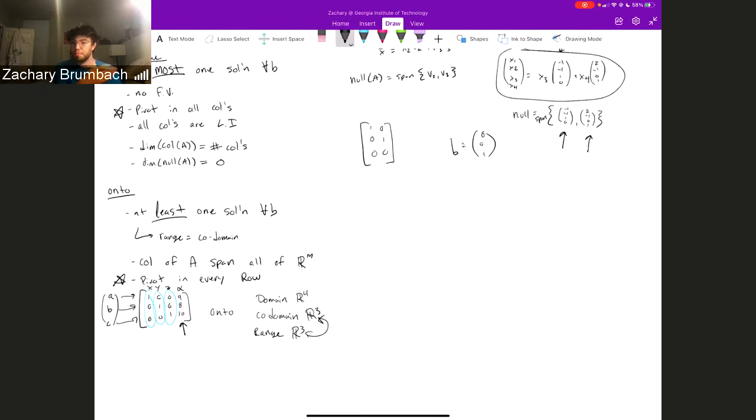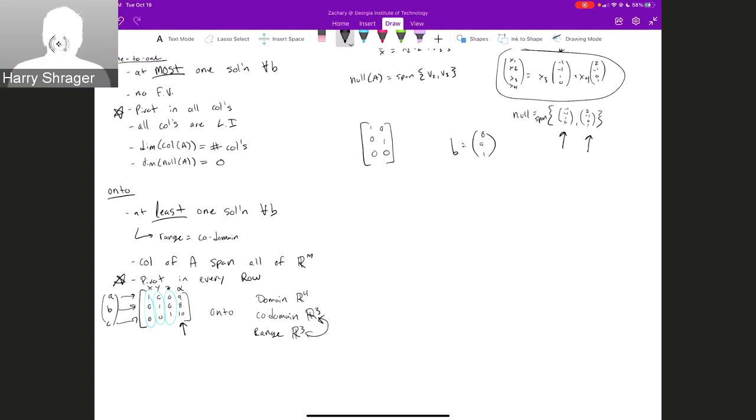But for one-to-one, there are no multiple ways to get to a vector. Every B has a unique input, or it doesn't have an input. So for that matrix, the codomain would be R3, but the range would be the XY plane.